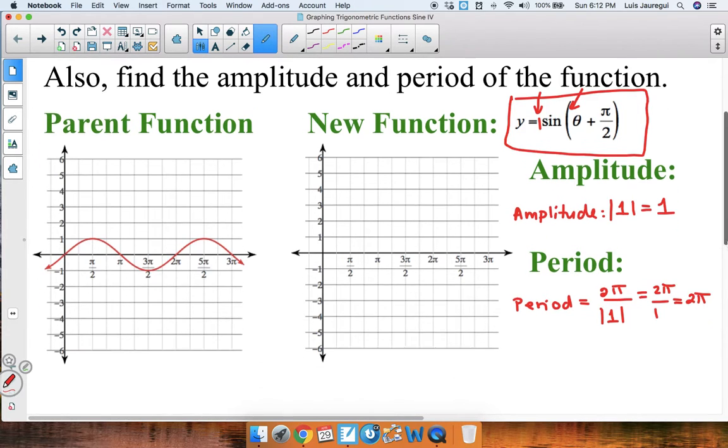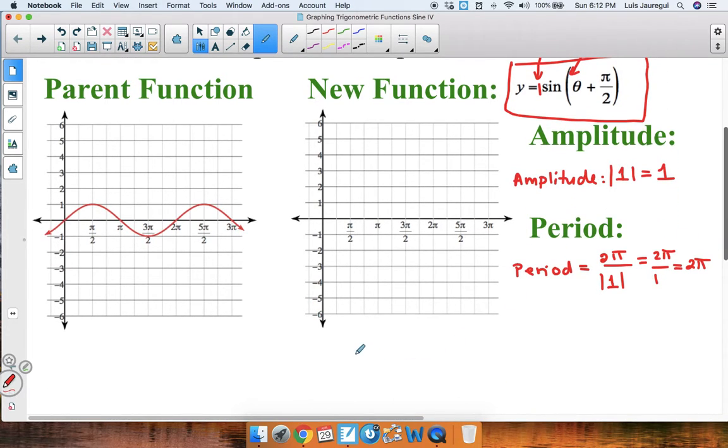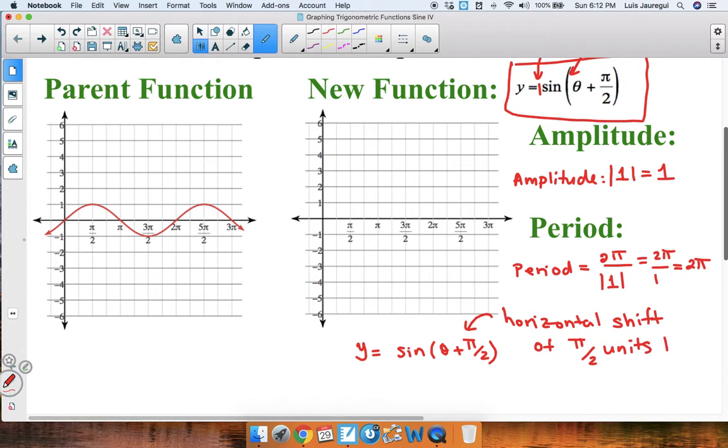Now, the last thing you need to know in order to be able to sketch this is that, using our work on transformations, if you were to have y equals a sine of theta plus pi over 2, this indicates a horizontal shift since it's occurring inside the parentheses for the input. And in this case, it's a horizontal shift of pi over 2 units left because of this positive, okay?